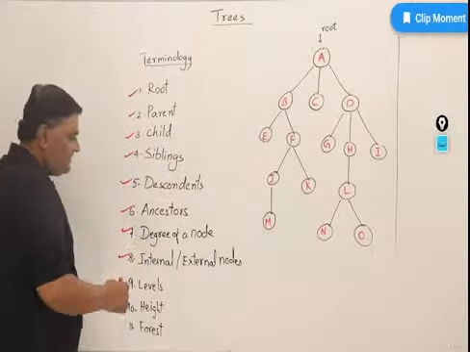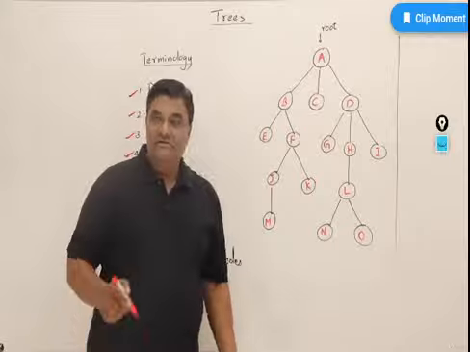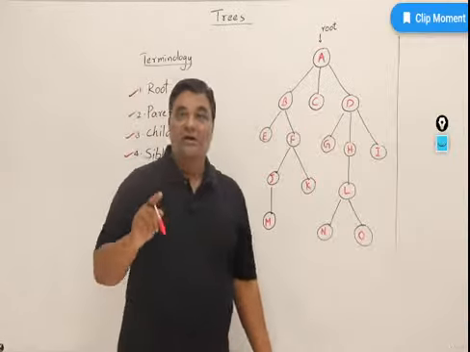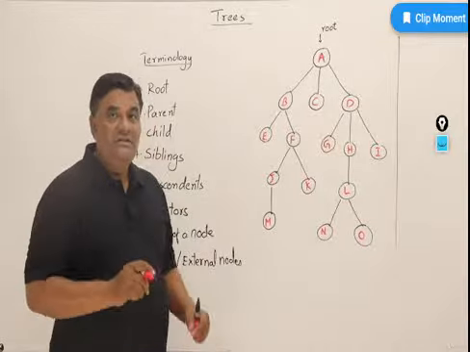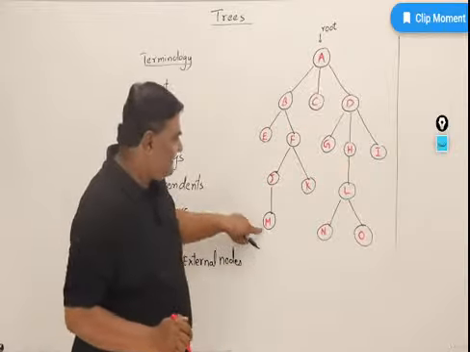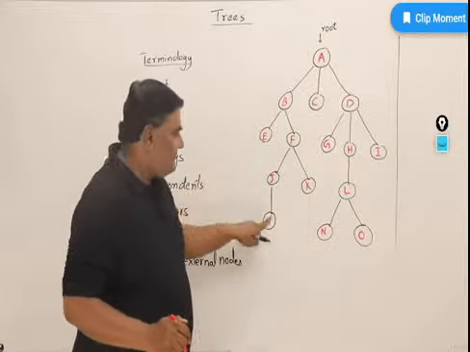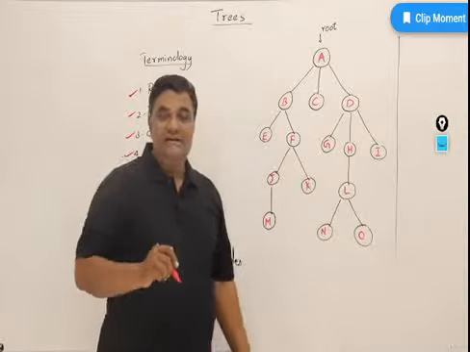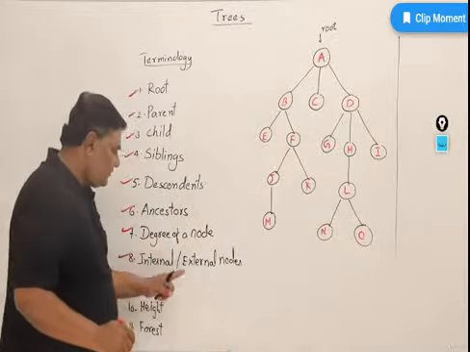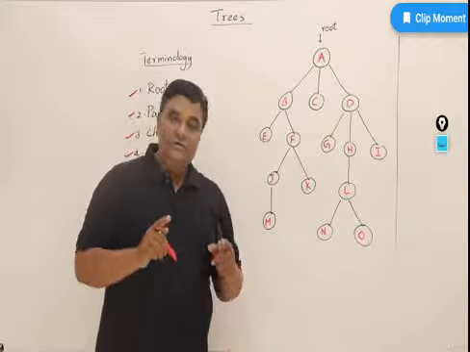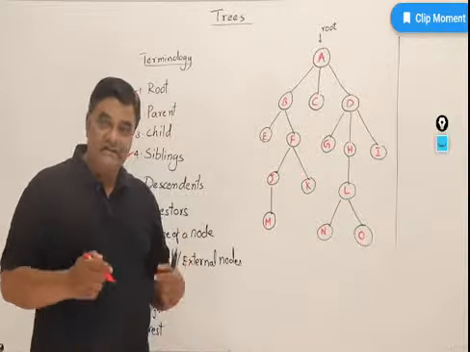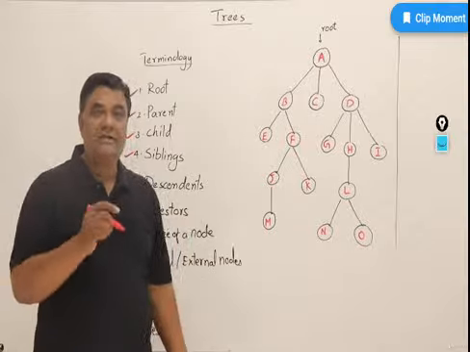Then coming to internal nodes and external nodes. Internal nodes and external nodes are also called non-leaf nodes and leaf nodes, or non-terminal nodes and terminal nodes. What are those? Nodes with degree 0 are called leaf nodes. Degree 0, degree 0, degree 0. So E, M, K, G, C, N, O, I, all these are leaf nodes or external nodes or terminal nodes. And those nodes whose degree is greater than 0 are internal nodes, non-leaf nodes, non-terminal nodes.